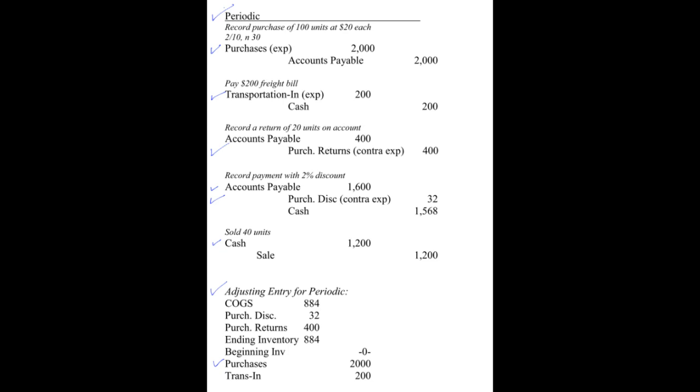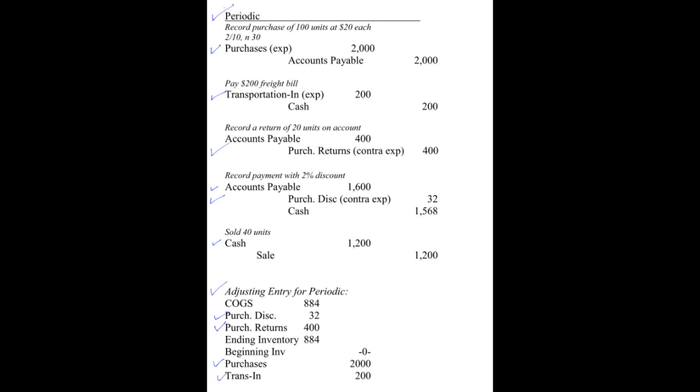Remember that we had a purchase of $2,000. We debited that, so we credit it now to zero it. Then we had a freight bill we paid for $200, so we're going to credit that now to zero it. Then we had a purchase return of $400 that was credited, and we're going to debit it to zero it. And then we had a purchase discount that was also credited, and we're going to debit that to zero it.